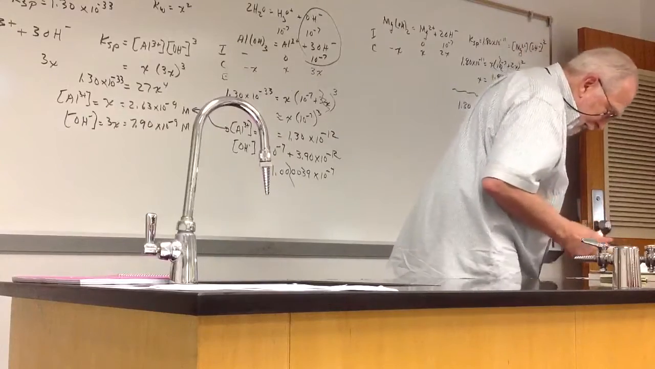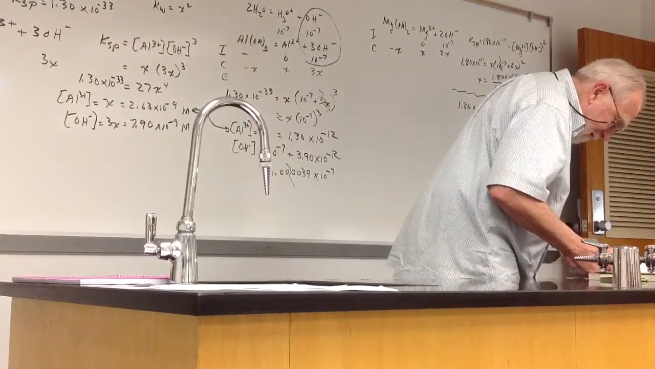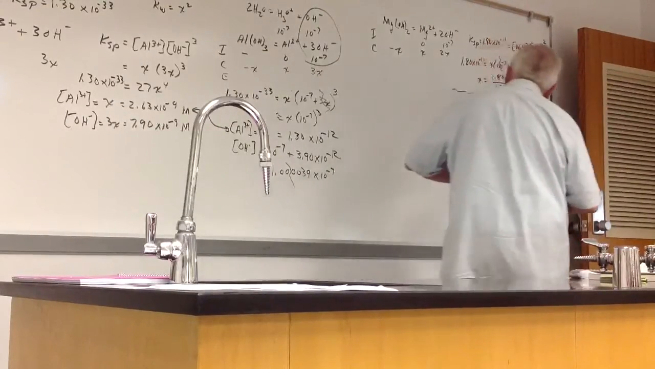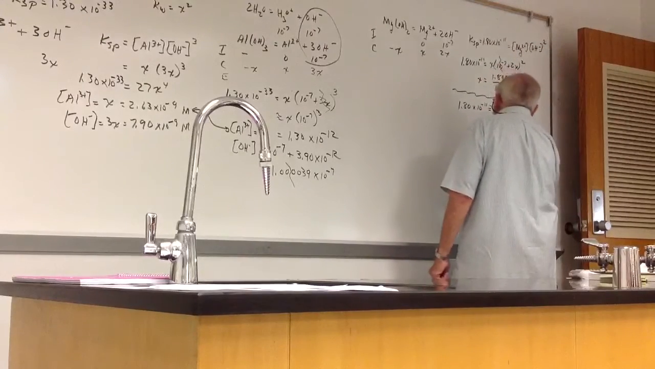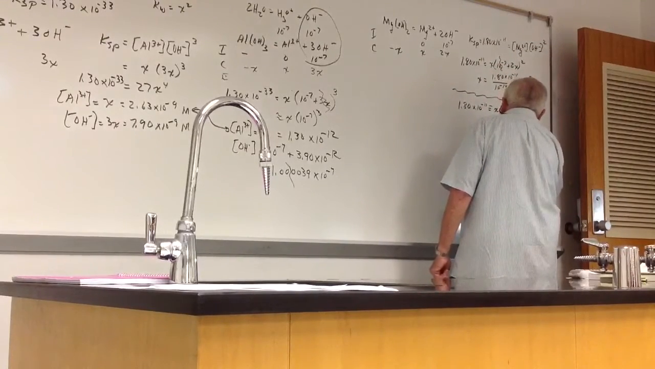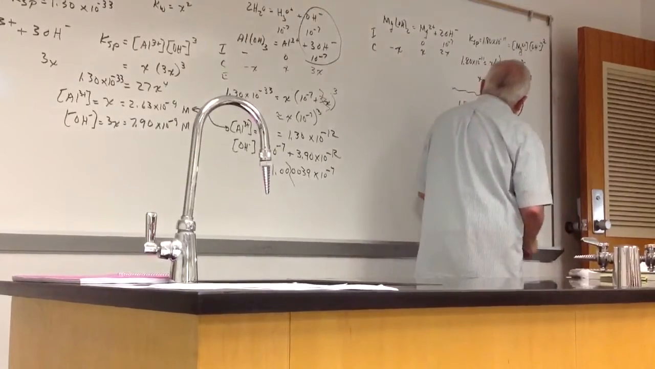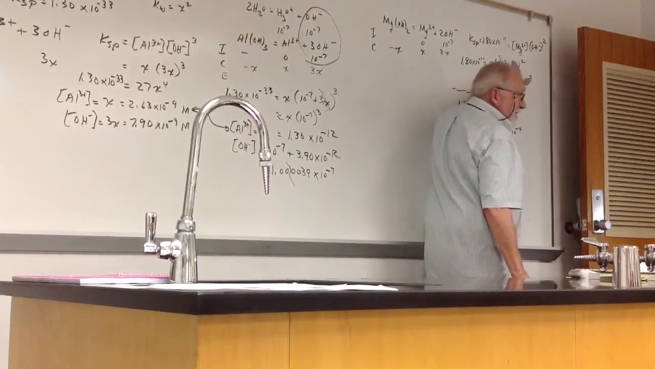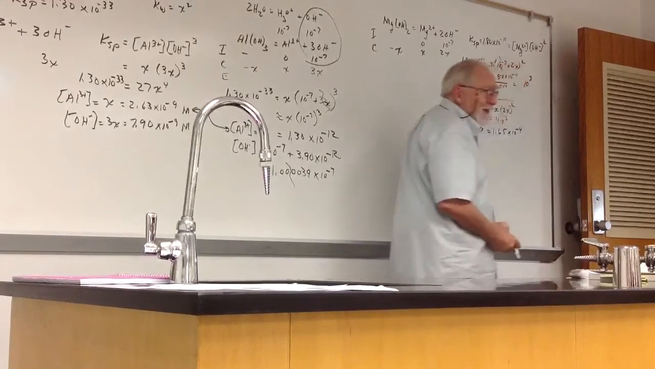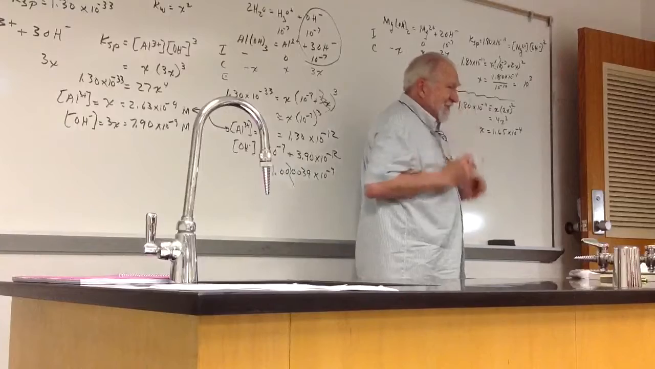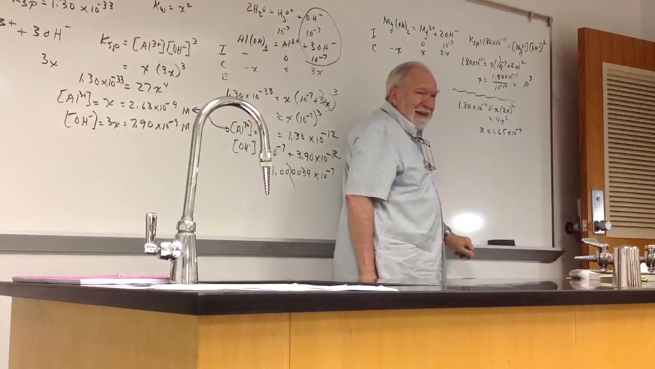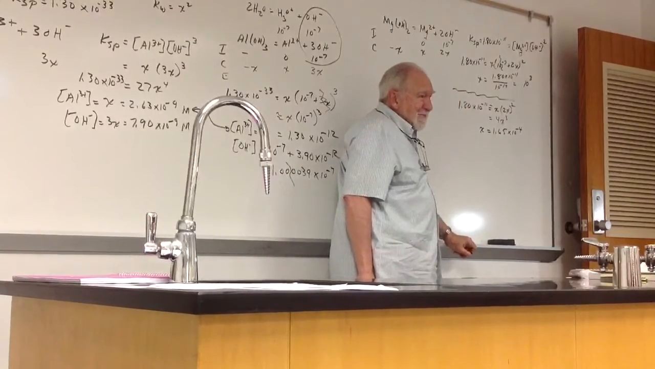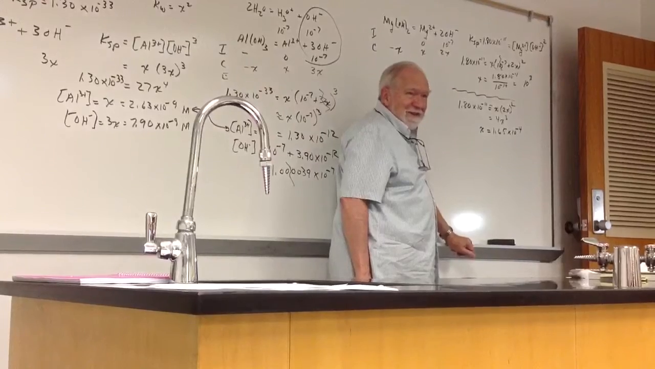And now you get x is equal to 1.65 times 10 to the minus 4. And you see that 2x, 3.0 times 10 to the minus 4, is a lot bigger than the hydroxide ion from water. Okay? So you just made the approximation wrong.